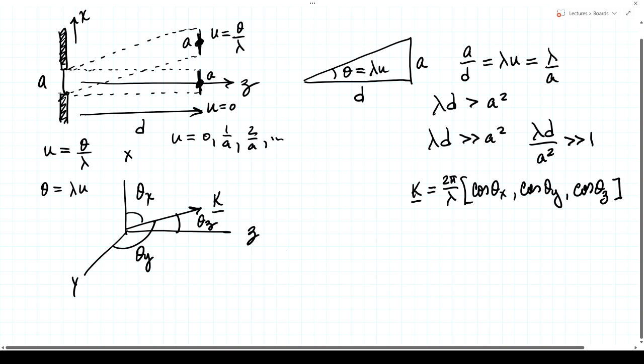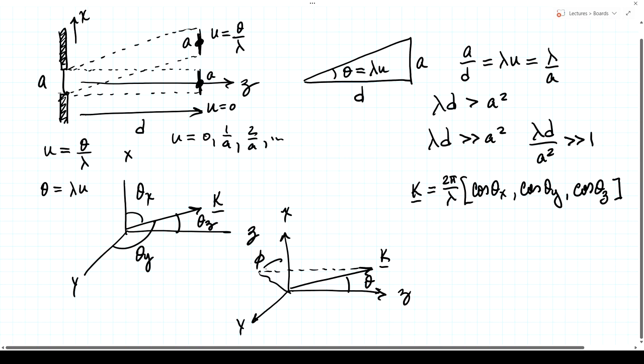Or another way to parameterize this that we've already talked about, because this has the downside that these three angles are not independent, but they have to form a unit vector. So cosine squared theta x plus cosine squared theta y plus cosine squared theta z has to be equal to 1. So another parameterization would be to use polar coordinate angles. In that case, this would now just be theta, and if you project k back into the xy plane, here would be an angle phi. And in this parameterization, you'd have 2 pi over lambda times sine theta cosine phi, sine theta sine phi, and cosine theta. And in all cases, this has to be equal to 2 pi times u, v, w.